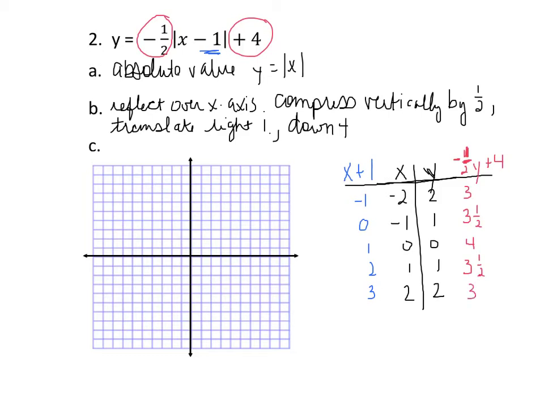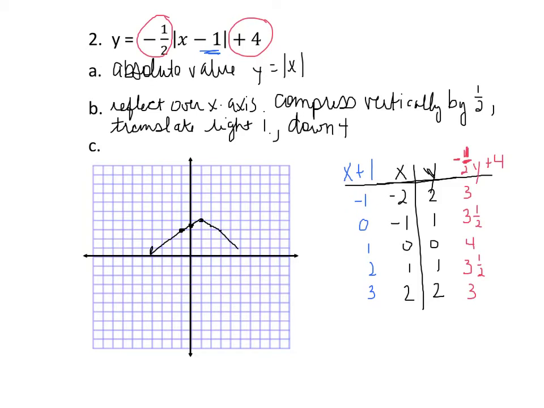So let's go ahead and graph that. Negative 1, 3. 0, 3.5. 1, 4. Okay. 2, 3.5. And then 3, 3. Okay, so you can see that it is going to be an upside down V.